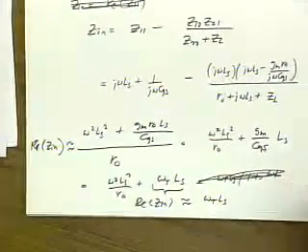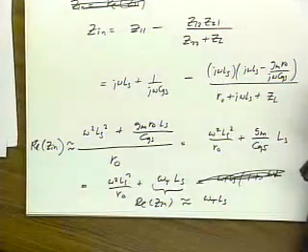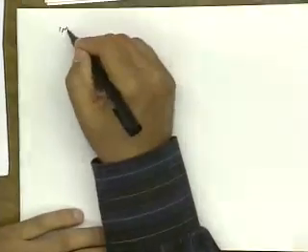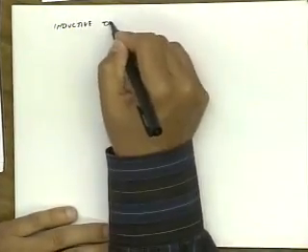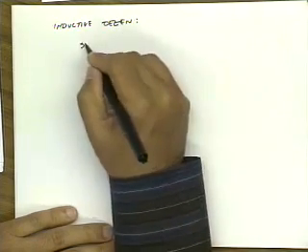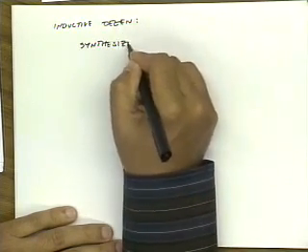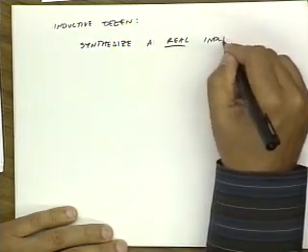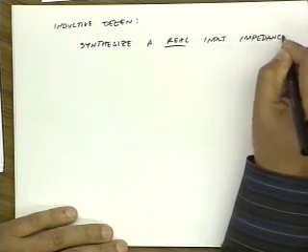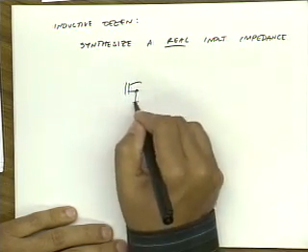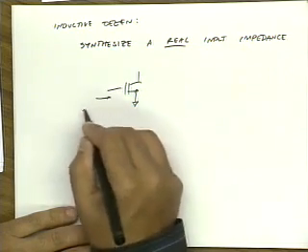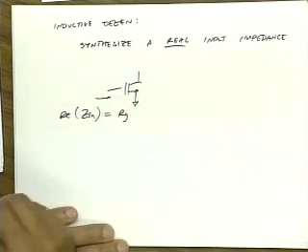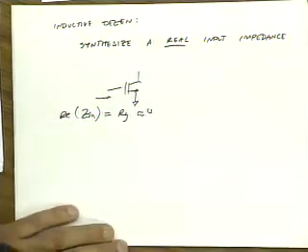Well, that's interesting. In fact, this is the reason that we use inductive degeneration: to synthesize a real input impedance. So if I take my transistor and I look into Zin, the real part of Zin is just Rg, which is pretty small.